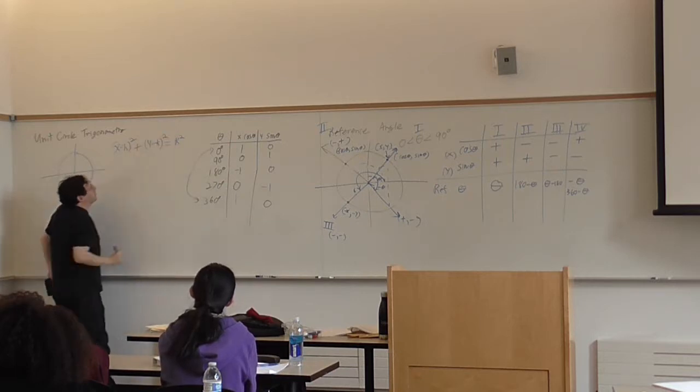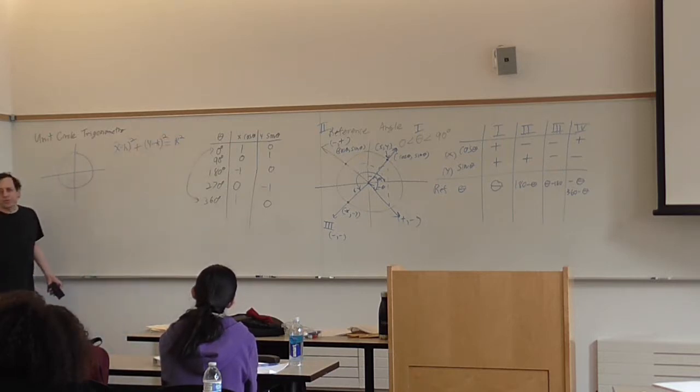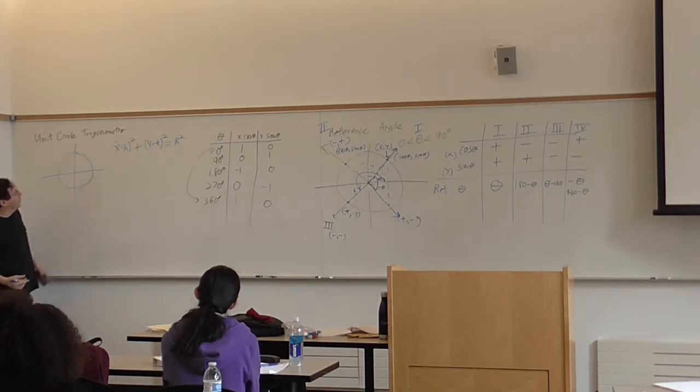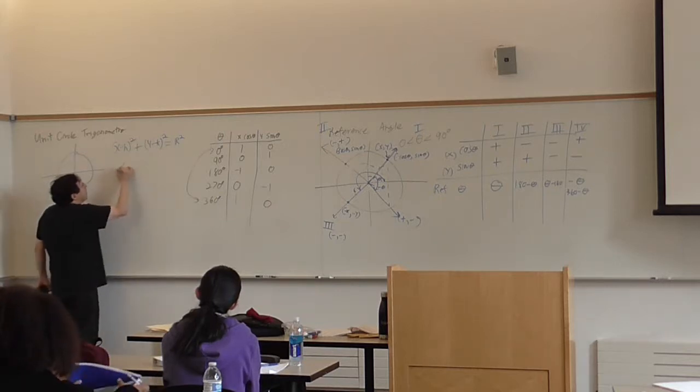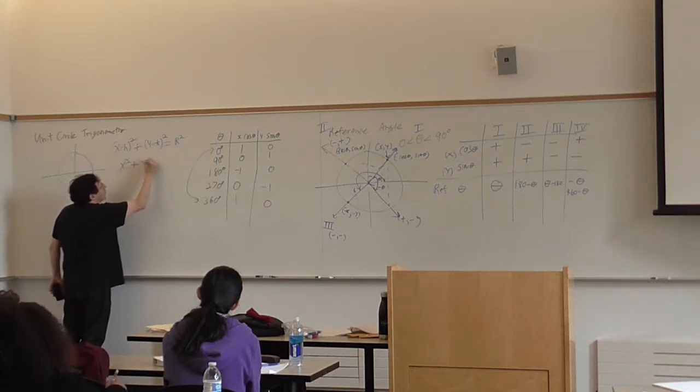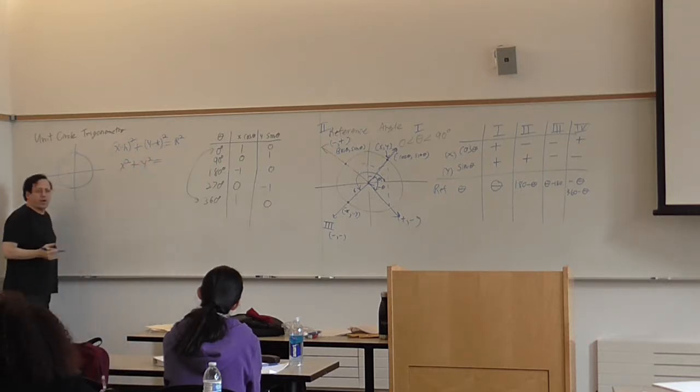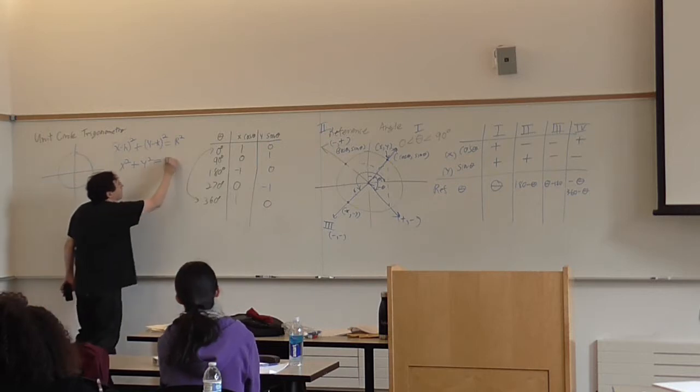Okay. So that's the equation of the general circle. My circle, h and k are 0, 0, right? So it's just x squared plus y squared equals, and my r is 1, so it's just 1.